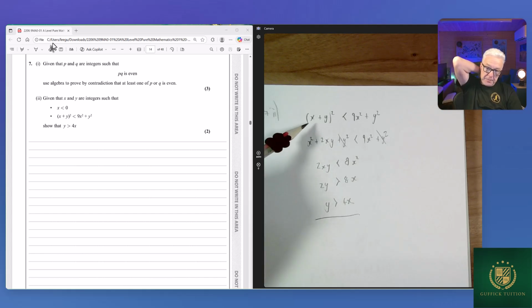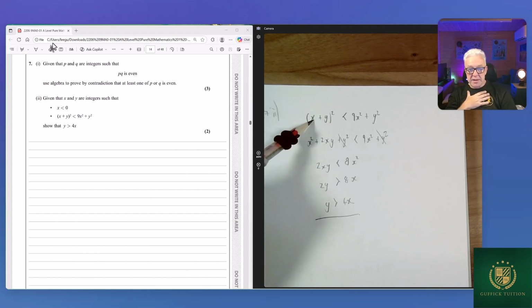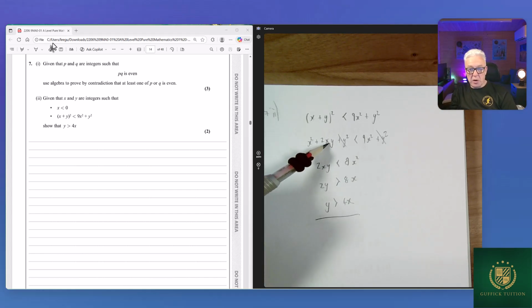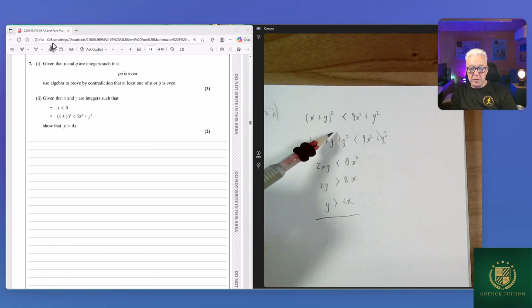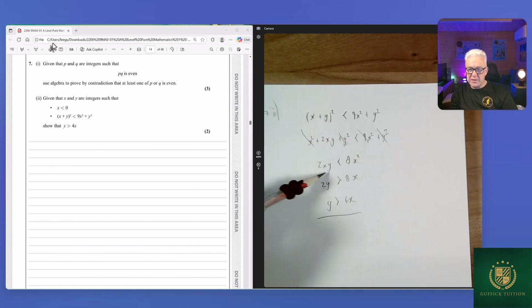Okay, so I'm going to expand my bracket. So x squared add 2xy add y squared is going to be less than 9x squared plus y squared. So we can take y squared off both sides. What else can we do then? Then we can take x squared off both sides. And that leaves us with 2xy is less than 8x squared.